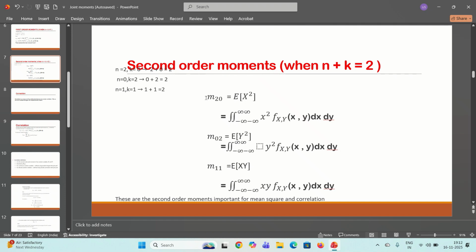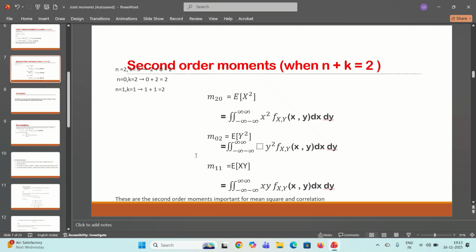Joint moment about the origin is represented as M20 equals expectation of x square. That is represented as the double integral from minus infinity to infinity of x square along with the joint density function. The second case is represented as M02 equals expectation of y square, that is the double integral from minus infinity to infinity of y square along with the joint density function.